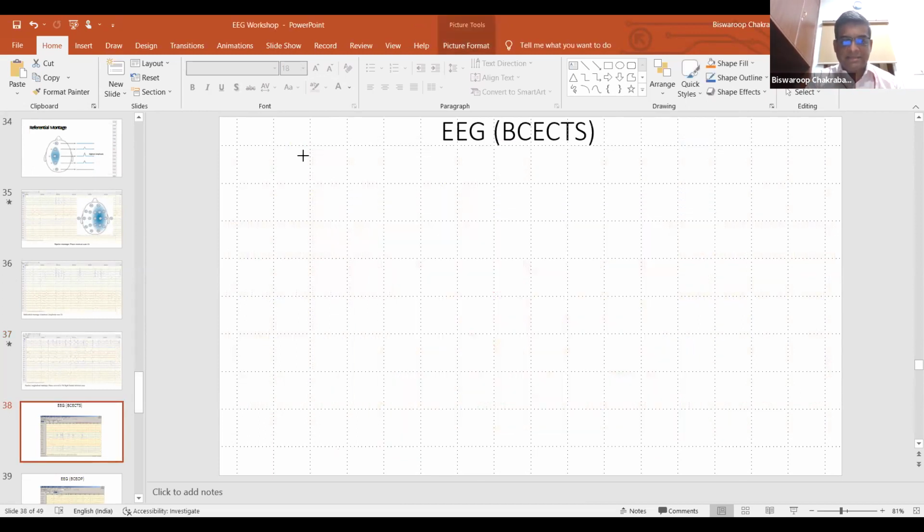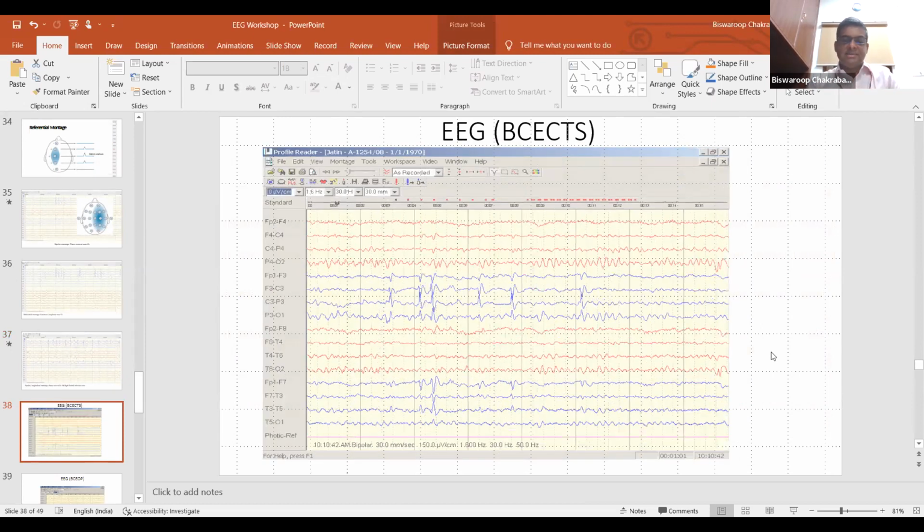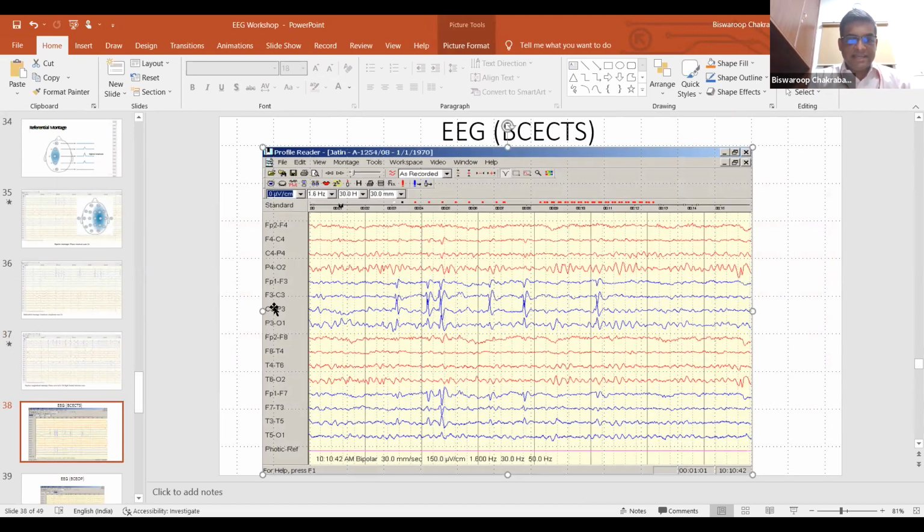Slightly, let me increase the size of the EEG. It will become clearer to you. As I said, there is a phase reversal at C3. So you have a spike and wave discharge in C3. And if you look at the corresponding FP1, F3, you have surface positive. That is why it's a downward deflection. Frontal surface positive, downward deflection. C3 surface upward deflection, surface negative.